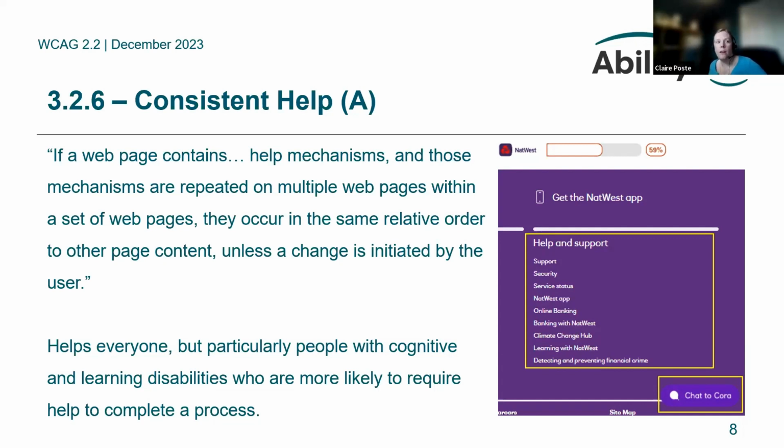But yeah, I don't know. I guess if it was only coming up once at one point in one page, then it wouldn't be within the criterion's scope. But if it was popping up at the same point on multiple pages, then yes, you would need to make sure that it was in the same relative order in the DOM, but also when it happens, if you see what I mean.